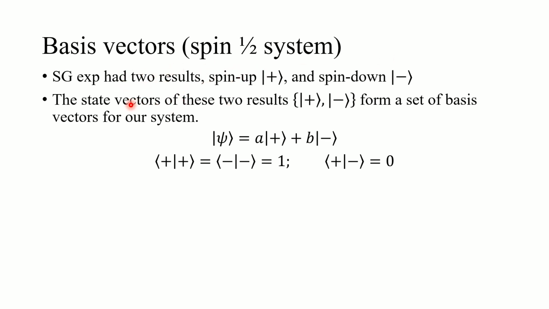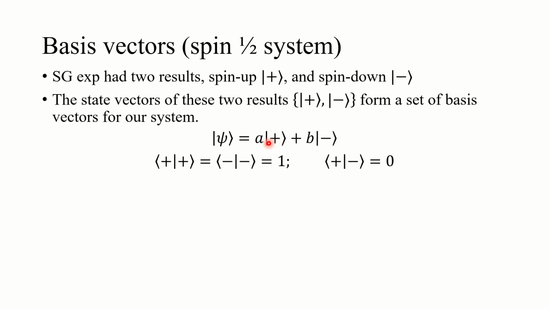Of that Stern-Gerlach experiment, of that spin 1/2 system. So those two vectors form the basis. They have all the properties. I can write any general state vector in that two-dimensional space as a linear combination of those two basis vectors. So just some coefficient times the spin up or the plus state plus some other coefficient times the spin down or minus state.